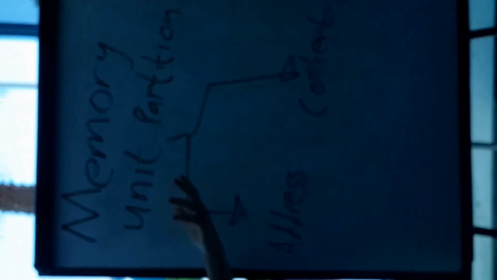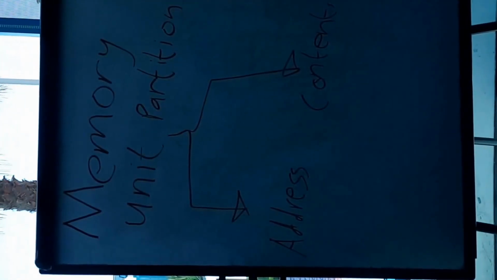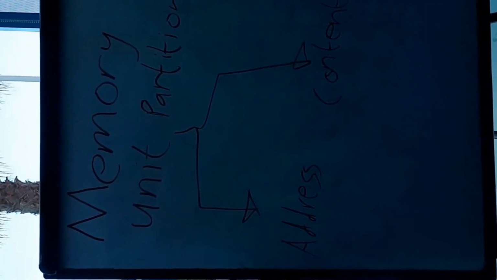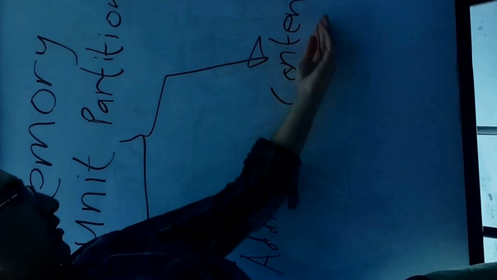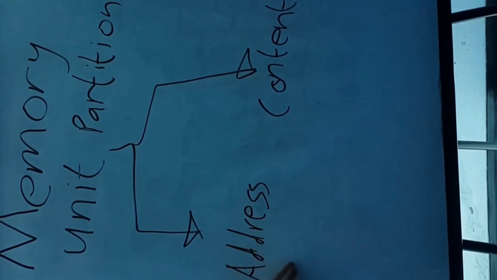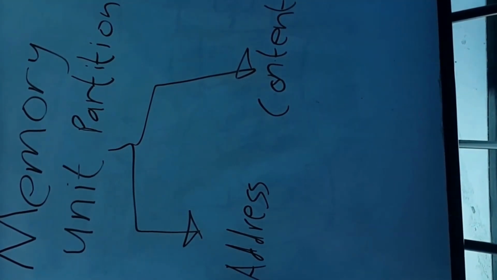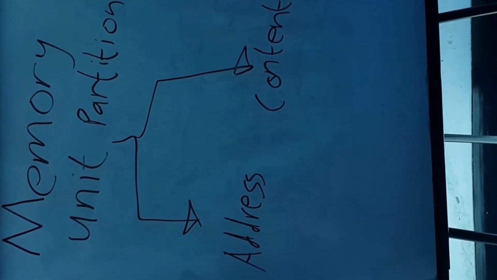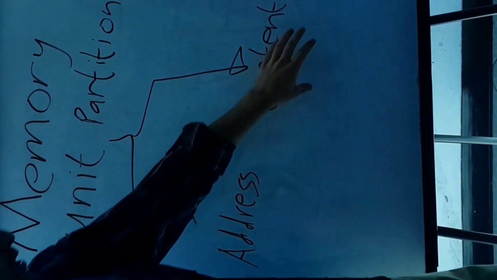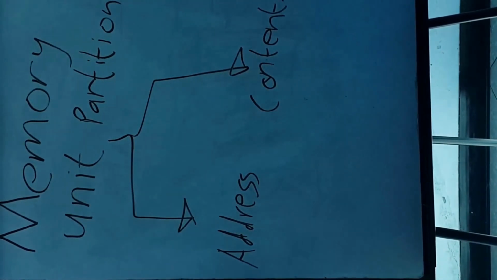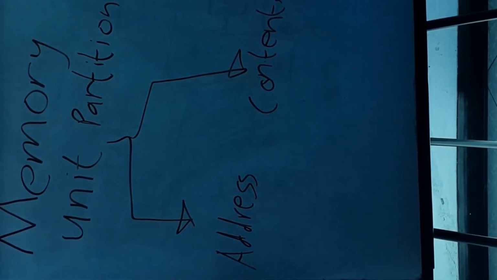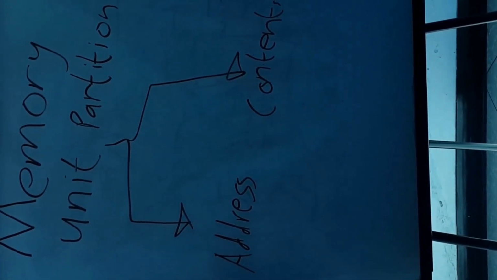The memory unit consists of partitions. Partitions are made up of two components: the address and the contents. Now the address is simply a unique number that identifies the location of the content in which the actual bytes of data are stored. And that's all there is to registers and the memory unit.